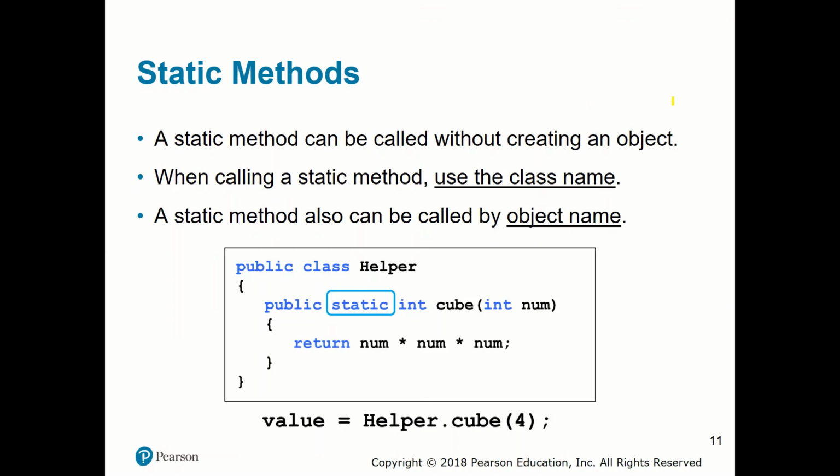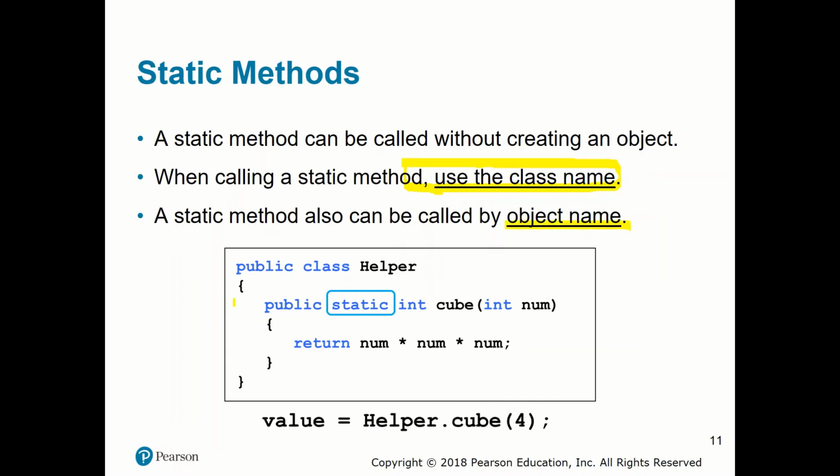Now static methods. A static method can be called without creating an object. This is the same concept: static variables can be used without creating an object, and likewise a static method can be called without creating an object. When calling a static method, use the class name, because we can use a static method even without creating an object. A static method can also be called by object name.